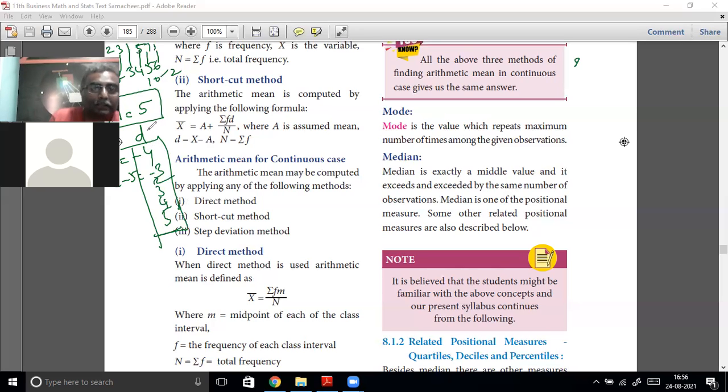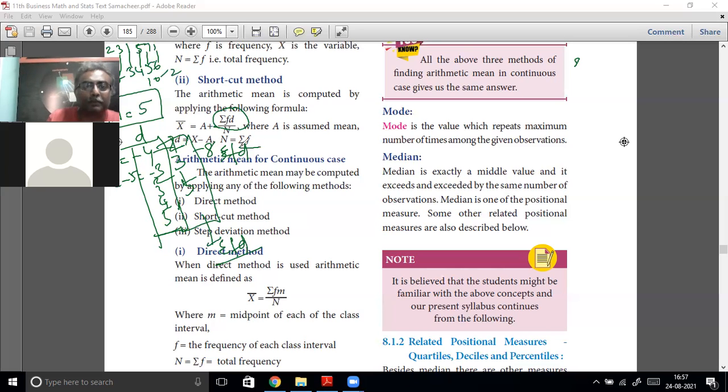Now sigma D. Then the frequency: frequency was 2, frequency was 3, frequency of 1, frequency of 5. So multiply them. 4 into 2 is minus 8. This is sigma FD. Calculate all the FD, the whole column, and then sigma FD will come here. Now what is the formula? Sigma FD by n.